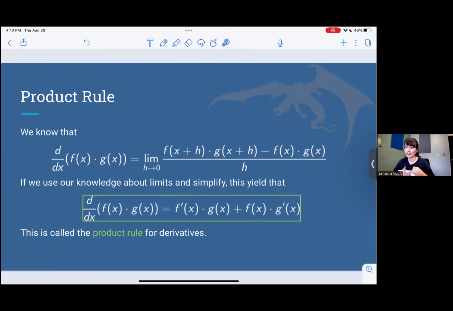So a little bit more substance is coming out of this. There's a bit more complications to deal with. So this rule is called the product rule for derivatives because it deals with the product of functions.